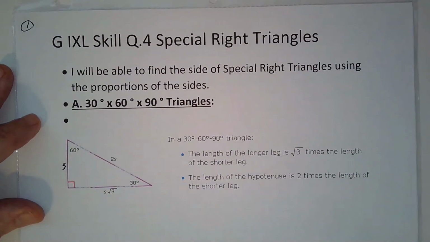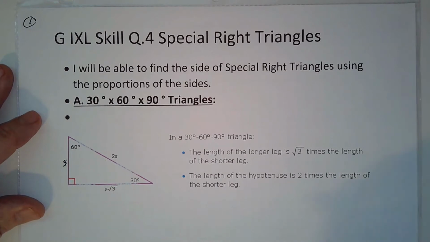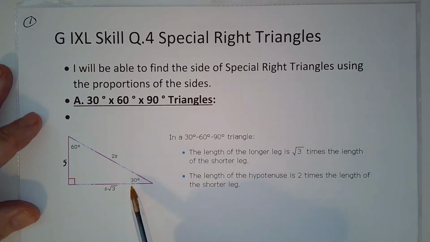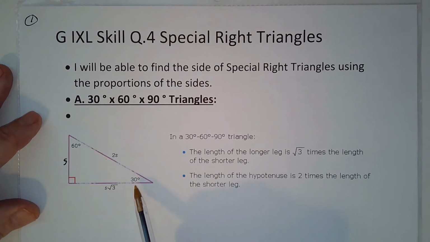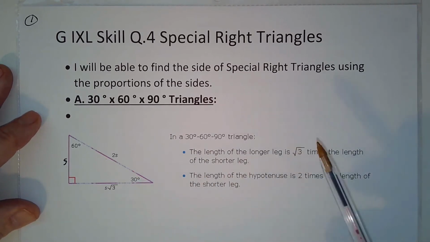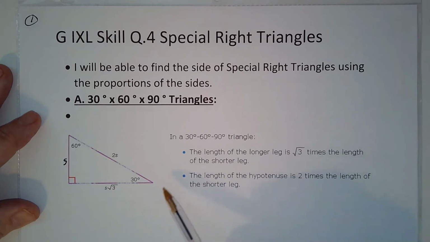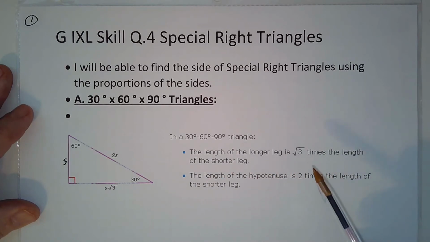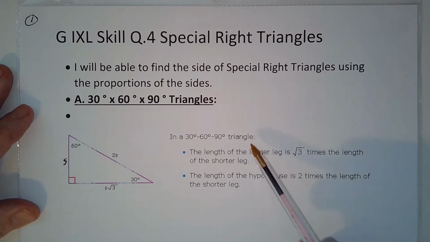So you could use that theorem if you wanted to, but sometimes when you have angles that tell you that you've got a special kind of triangle here, it's better to use the special properties of right triangles. And conveniently, I've written them here for you. So here is the 30, 60, 90 degree triangle rule. The length of the longer leg.